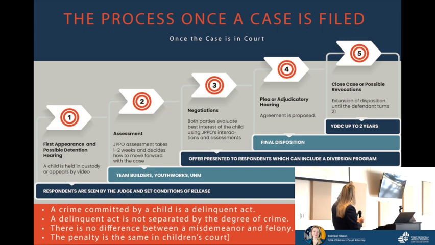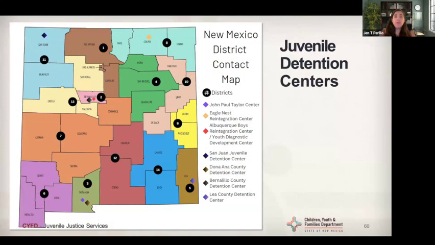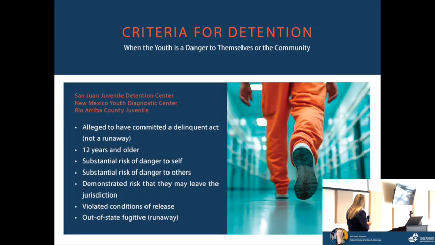One thing that is different is that there's no distinction between misdemeanor crimes and felony crimes for juvenile cases. So all cases have the same maximum penalty, which is up to 2 years of YDDC that can be extended until the age of 21. Within New Mexico, there's a number of different facilities that are available. There are detention centers in some counties across New Mexico. There are also 2 youth reintegration centers that are staffed by CYFD, as well as 2 correctional facilities within New Mexico.